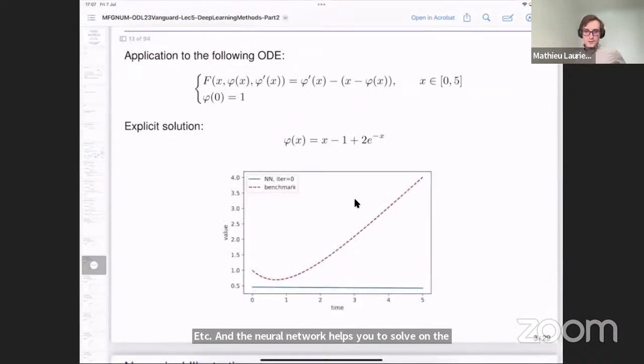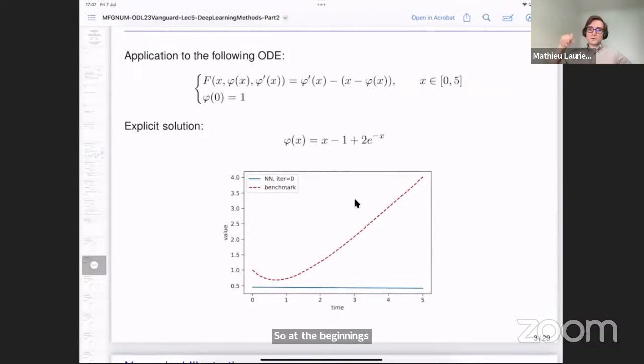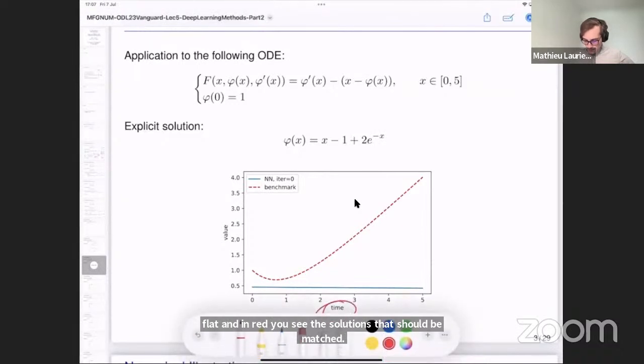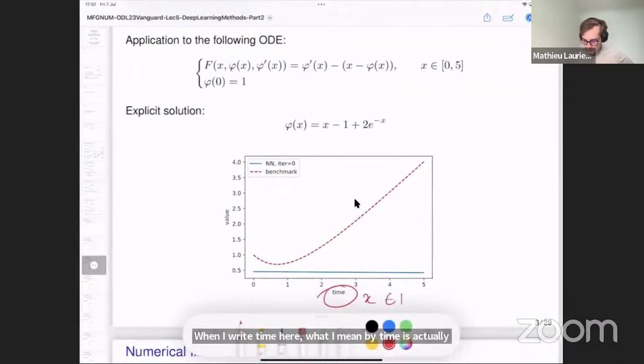Okay, so what we see is this. I will show the code just next, but let me show the figures first. At the beginning, the neural network is basically flat, and in red, you see the solutions that should be matched. When I write time here, what I mean by time is actually x between 0 and 5, but I have in mind an ODE where x is like time. So you see at time 0, even the initial condition is not satisfied. The neural network does not satisfy the initial condition, and it does not satisfy the rest of the ODE.